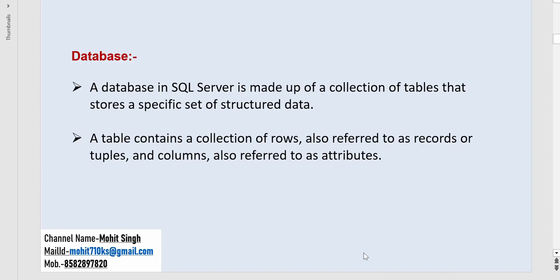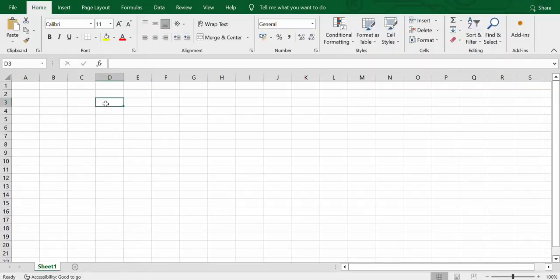And what is table? A table contains a collection of rows, also referred to as a record or a tuples, and columns, also referred as attribute. Okay, so we'll see these things in our upcoming videos. But in short, whenever you insert any record in a table, that is in a form of tuples. Okay, so if I explain this, let me open an Excel. Let's say you have some ID column and name column in a table. Okay, so these are considered as an attributes of the table.